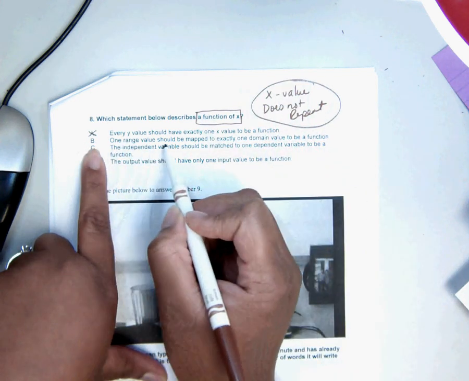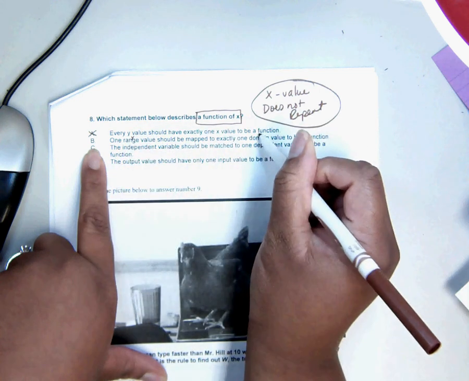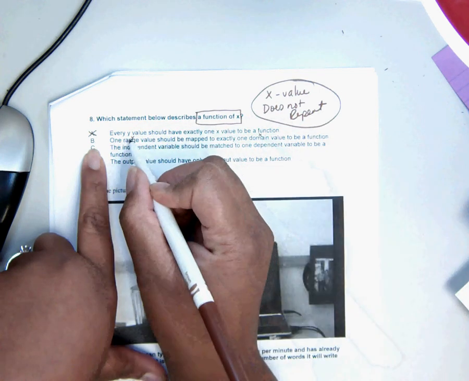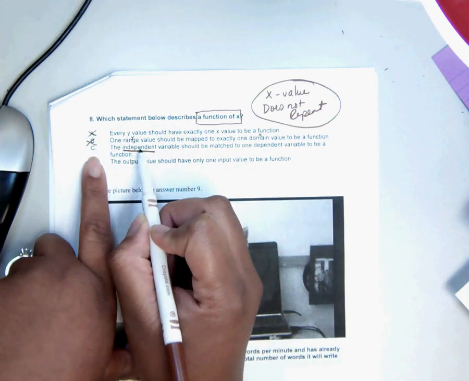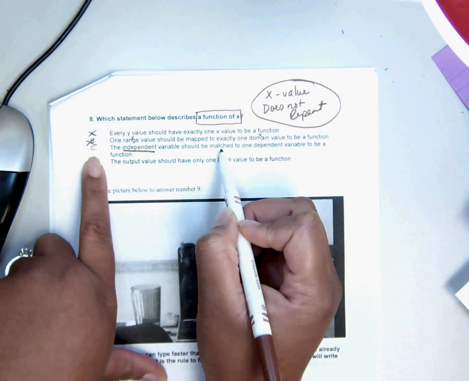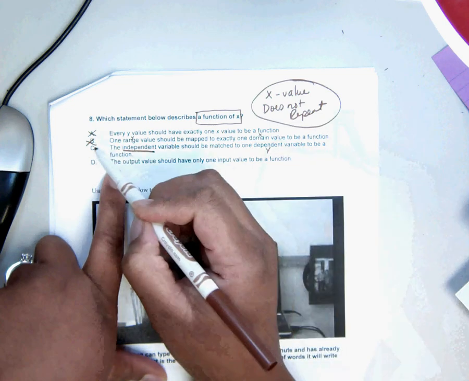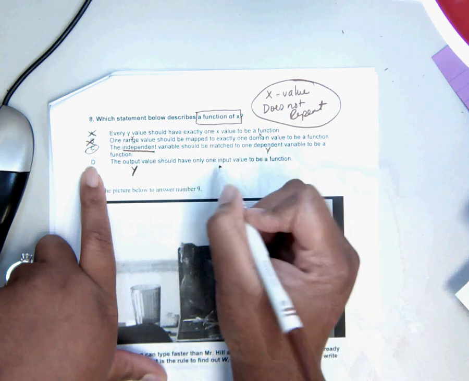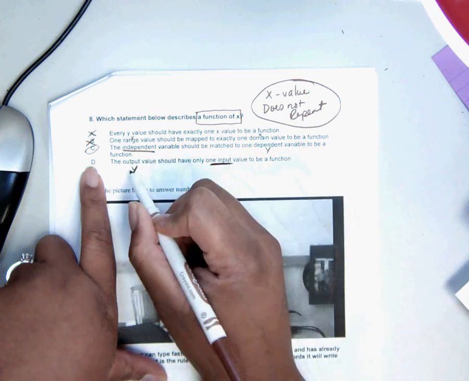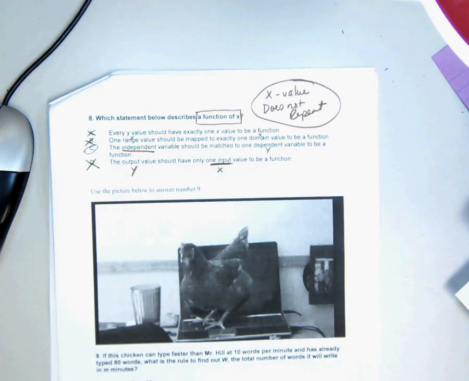B says one range value should be mapped to exactly one domain. Well, range is y, domain is x, but I don't care what y does. I want to know what x does, and x, which is independent, should be matched to one y value, the dependent variable. So the answer is C. D says y, the output, is mapped to one input, and that's y being mapped to x, and it doesn't matter what y is doing. We don't care about y. Unfortunately, it's all about x. So the answer is C.